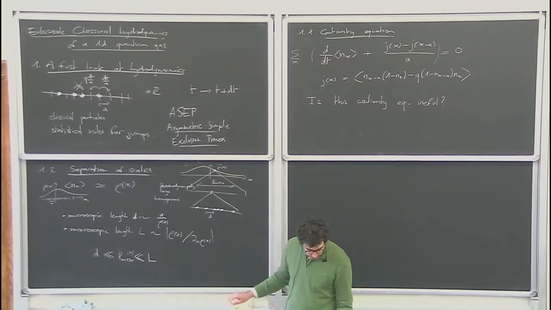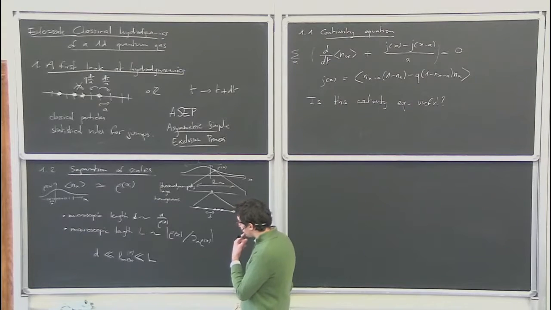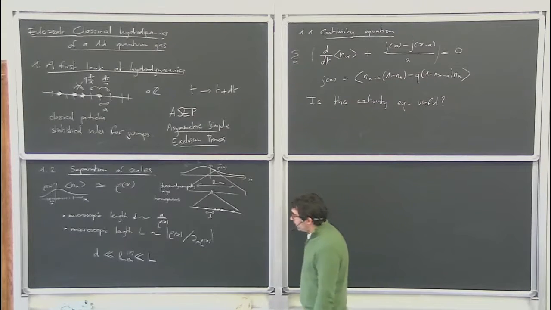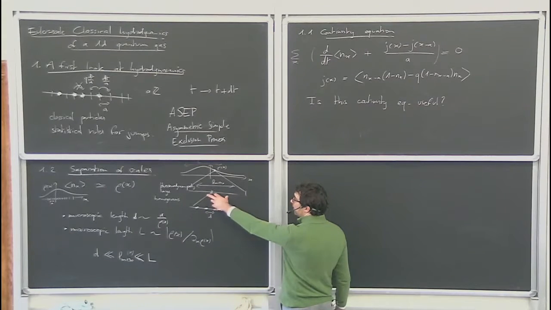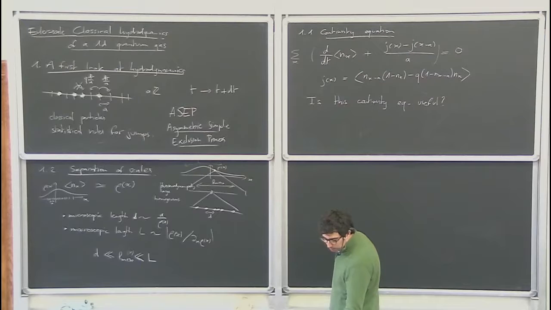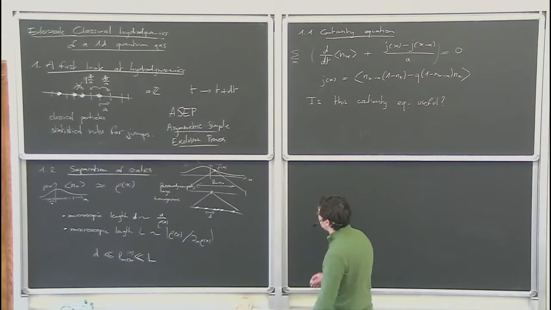This is rather a heuristic discussion. I'm not claiming that this can be made rigorous. I just want to discuss the basic assumptions that are underlying hydrodynamics at a heuristic level. So we are assuming that we have a separation of length scales, such that we have this intermediate scale at which the system can be viewed as both thermodynamically large and homogeneous. So that's really a key point. And on top of that, we are also assuming a separation of time scales.